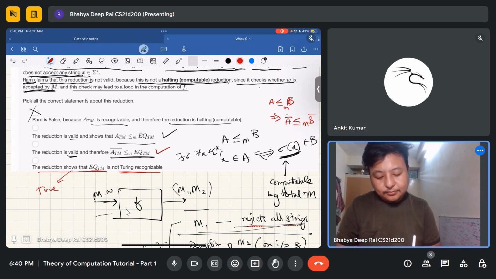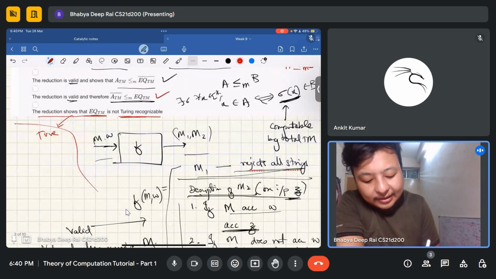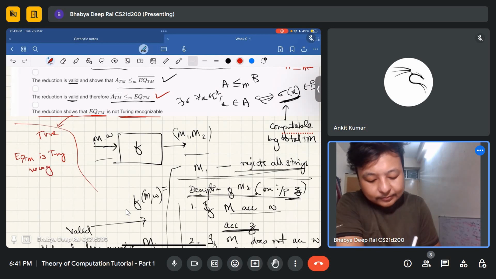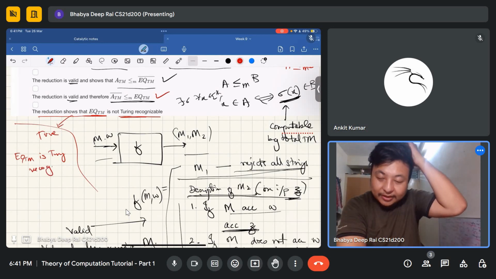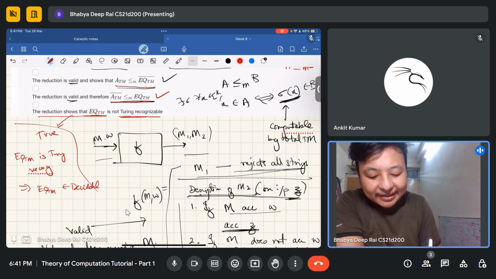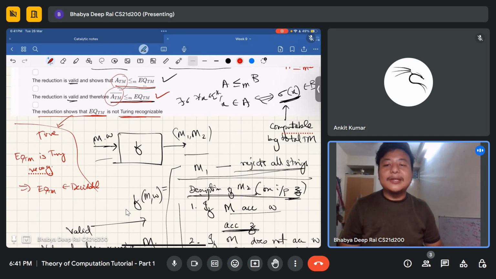Why is this true? Because say EQTM is Turing recognizable, and we have that ATM also reduces to EQTM, ATM bar also reduces to EQTM bar. It would show that EQTM is decidable. And if EQTM is decidable, then it would show that ATM is also decidable, ATM bar is also decidable, but that is clearly not the case. Both are well known non-decidable languages.